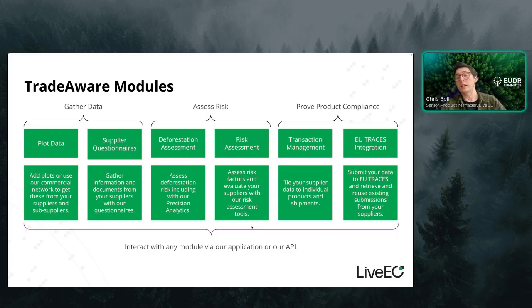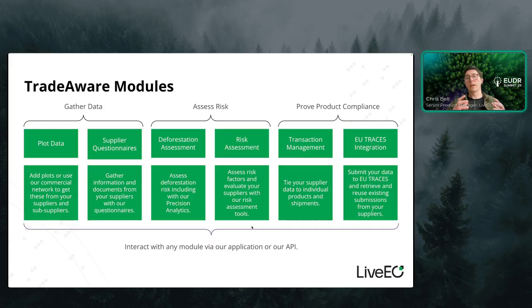You need to take that data and then assess the risk that's associated with it. And for that, we have deforestation assessment, and that really makes use of our precision analytics, which has been specially built for EUDR by LiveEO, and then perform a risk assessment and actually decide what you make of all this data together, whether you think the supplier is compliant or non-compliant, whether you think you can get to that level of saying there's a non-negligible risk here associated with the supplier.